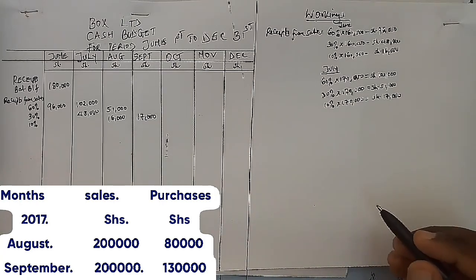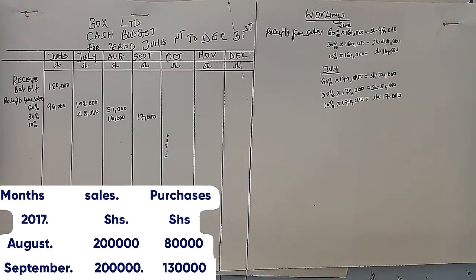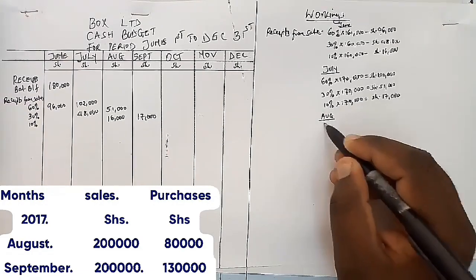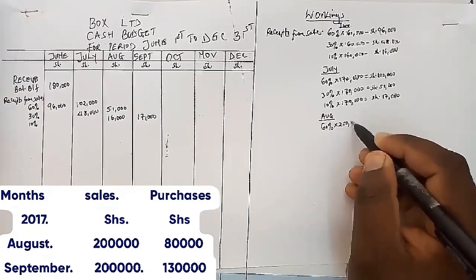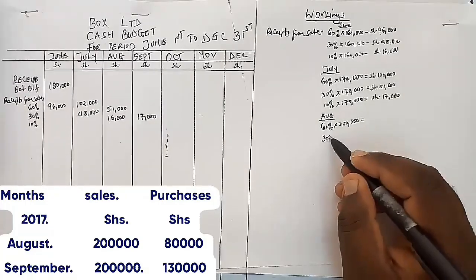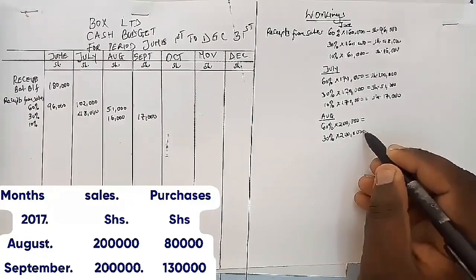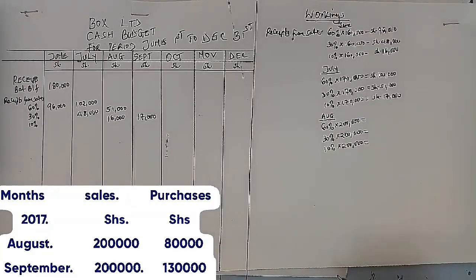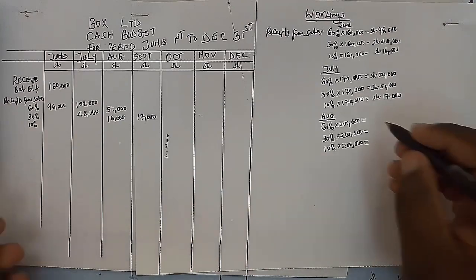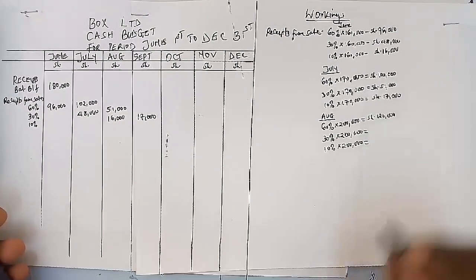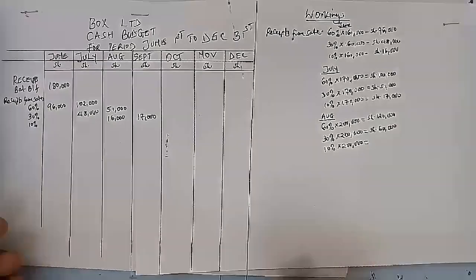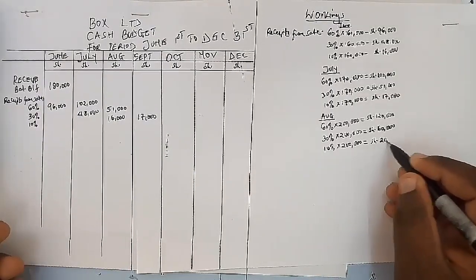So we go to the month of August. The sales for the month of August amounted to shillings 200,000. So we write here August. 60% of 200,000 will be received the same month, 30% times 200,000 the following month, 10% times 200,000 2 months after sales. So the 60% of 200,000 will give you shillings 120,000, the 30% will give you shillings 60,000, and the 10% will give you shillings 20,000.